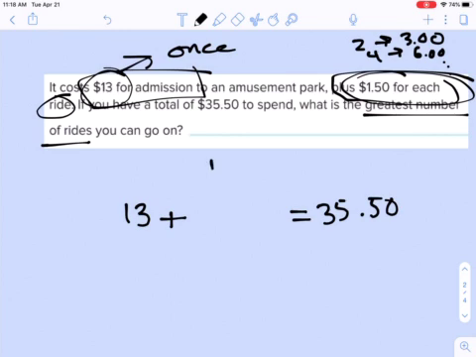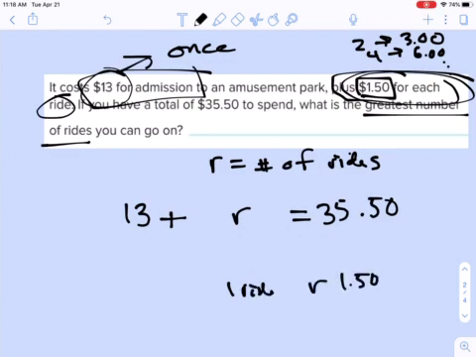So we can use R to be the number of rides, right? So it's not 13 plus R equals 35.50, because then you're just going to get 22.50, and you didn't go on 22 and a half rides, right? You know that each ride is $1.50. So if you went on one ride, that would be R times 1.50. That's how you're figuring it out.